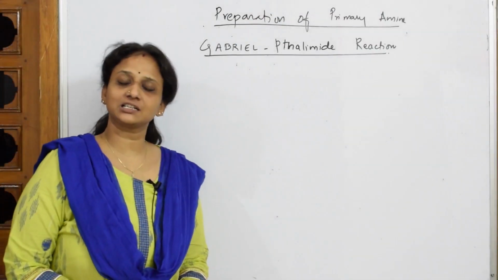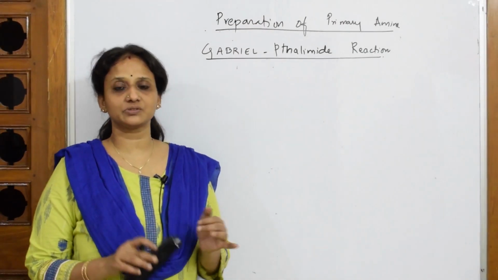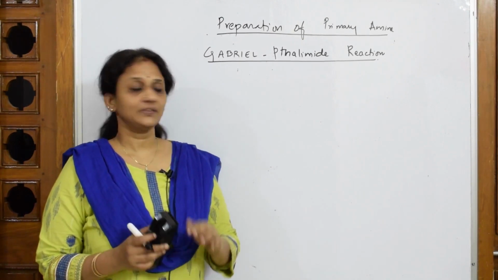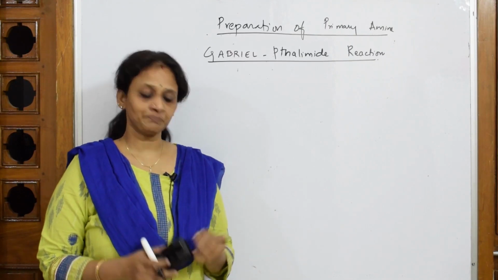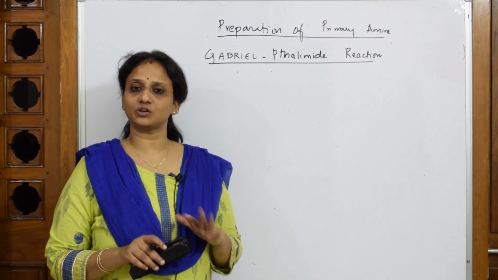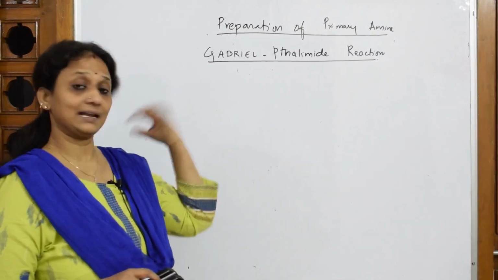So we've already learned how to prepare amines, right? What did we learn? We've learned reduction of nitro compounds, reduction of cyano compounds, and reduction of amides also. Then gradually we went into a topic called Hofmann's bromamide reaction. What did I say? By Hofmann's I can prepare the primary amine, both aliphatic and aromatic. So let us come back to one more name reaction, that is Gabriel Phthalimide reaction.